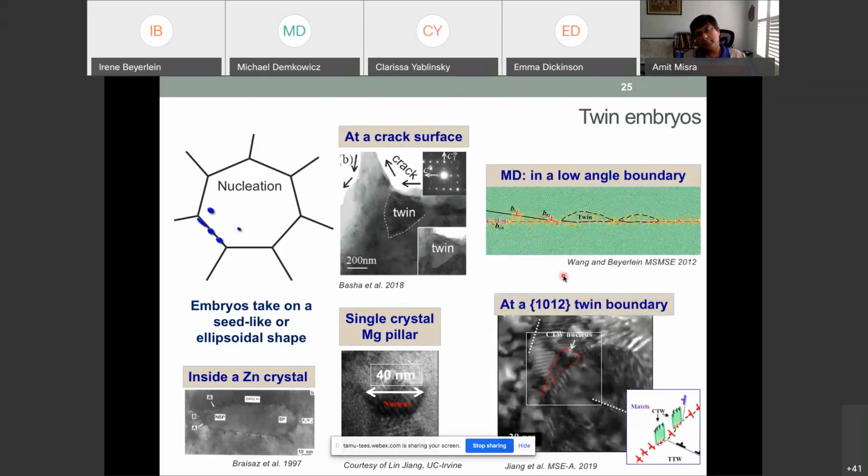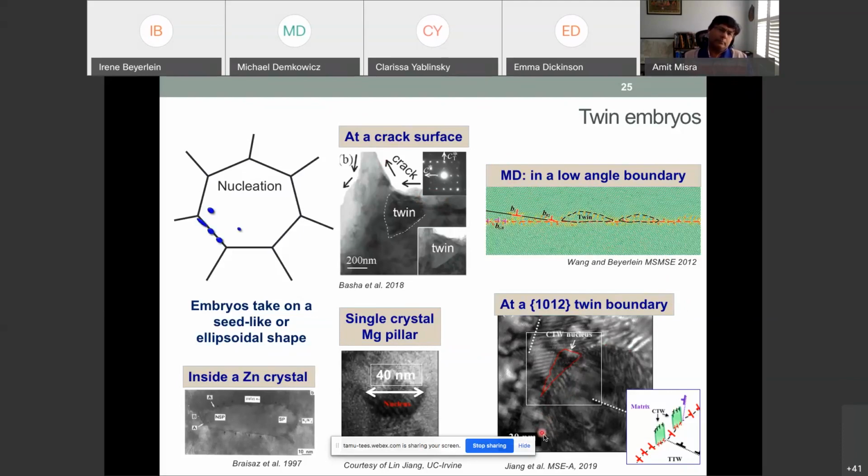So that's one manifestation. Here's some earlier work where we saw the development of twins from just a perfect boundary, just by hitting it with a pileup and seeing twin seeds forming at a boundary. So in addition to crack surfaces, twins can also be seen forming at grain boundaries.